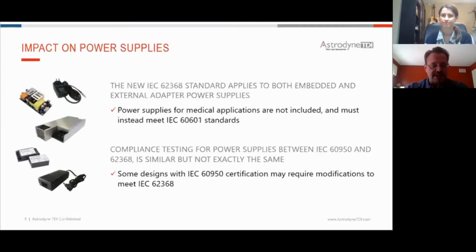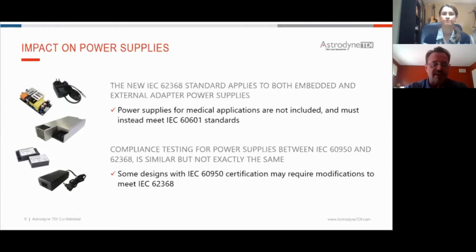So Astrodyne, primarily for two of our business units at least, we focus on developing power conversion solutions or power supplies. So of course, we're thinking very clearly, how does this new standard impact power supply certification? So first thing we'll identify is that this standard applies to both embedded and external adapter power supplies, with the exception of power supplies that are used for medical applications.